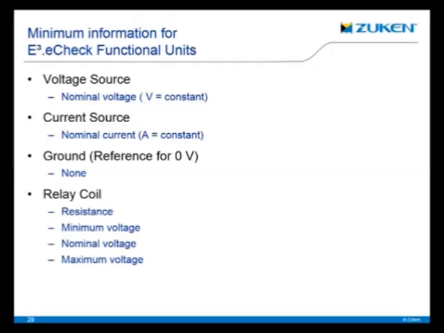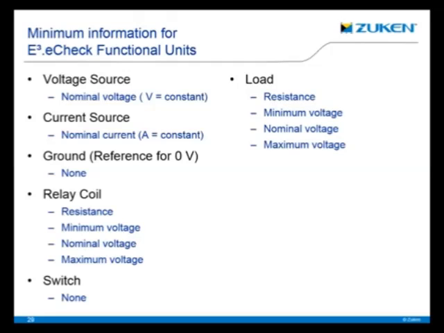For a relay coil, we have to define the resistance, the minimum voltage, the nominal voltage, and also the maximum voltage. For a switch, there is no value we have to define, but we have some different states available. For a load, we have to define a resistance, a minimum voltage, a nominal voltage, and also a maximum voltage. For a fuse, we have to define a resistance and also a rating. And at last, for a resistor, we have to define the resistance and also the power of the resistor.